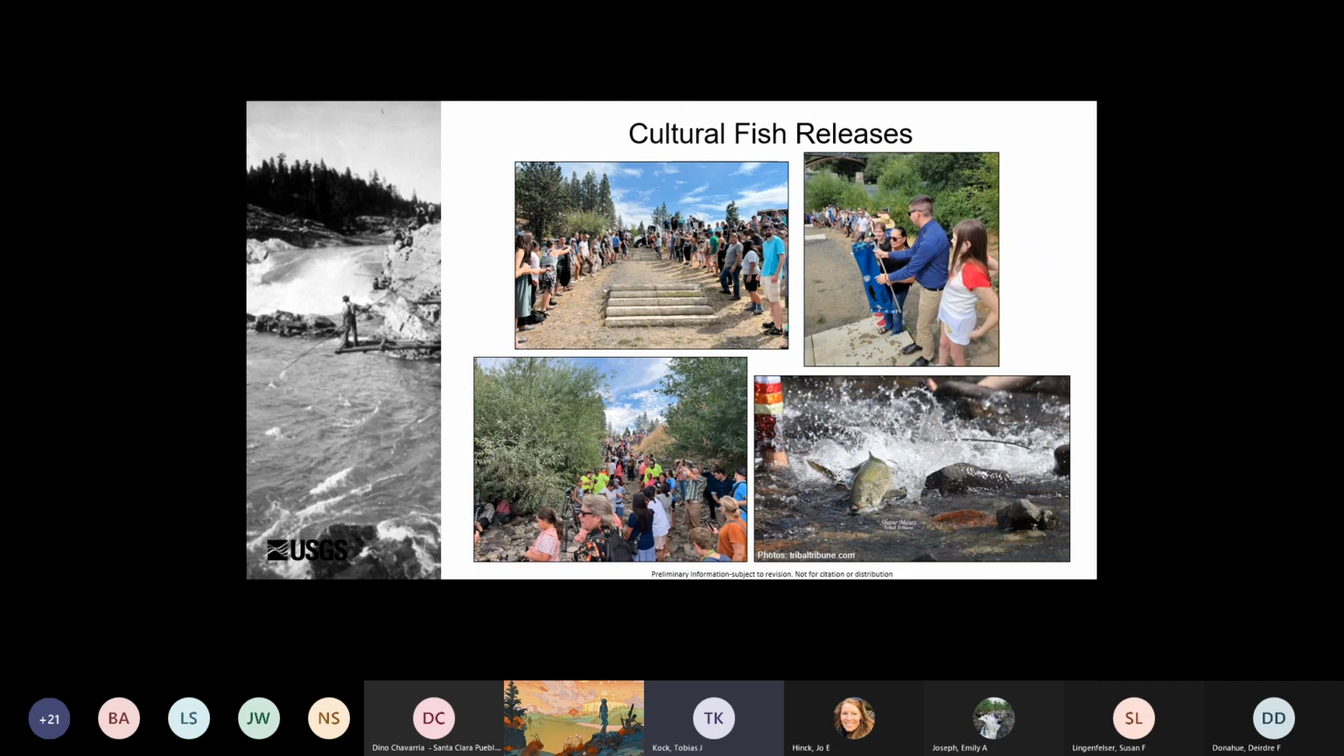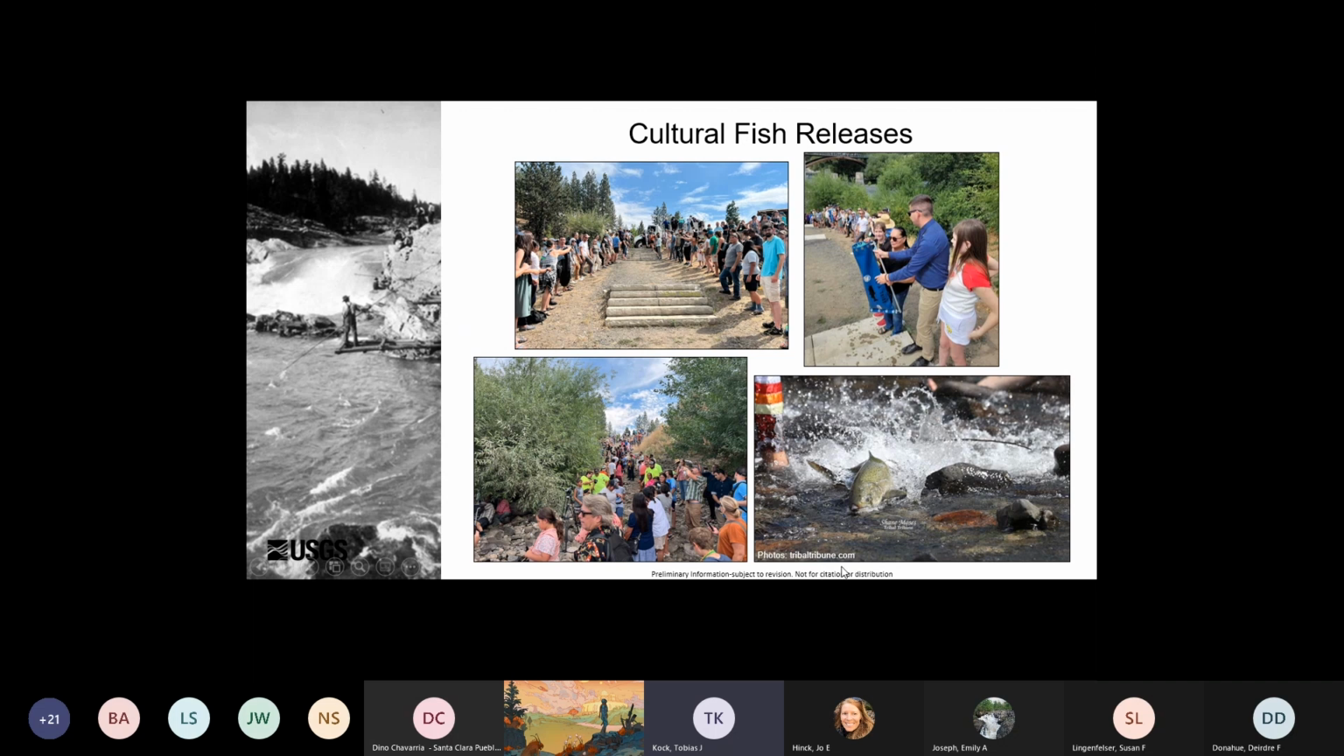These pictures were taken in Spokane in August of this past year. The American Fisheries Society had their annual national meeting in Spokane. And so the Spokane tribe arranged this cultural fish release to coincide with the AFS meeting. And so you can see hundreds of people attended. Many tribal people were there. And this is a fish truck. I think 150 adult Chinook were released over the course of several hours into the Spokane River.